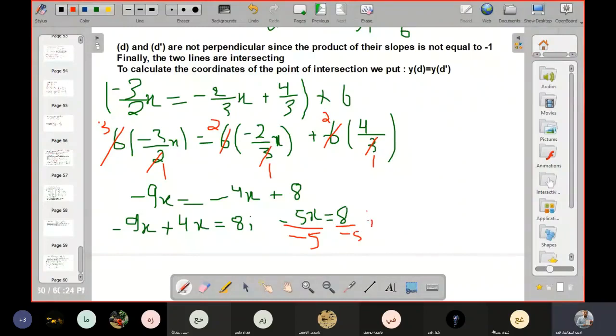And we get x equal minus 8 over 5. The minus can go on top, on the bottom, or in the middle. Let's write x equal minus 8 over 5. So the abscissa of the point of intersection of these two lines is minus 8 over 5.